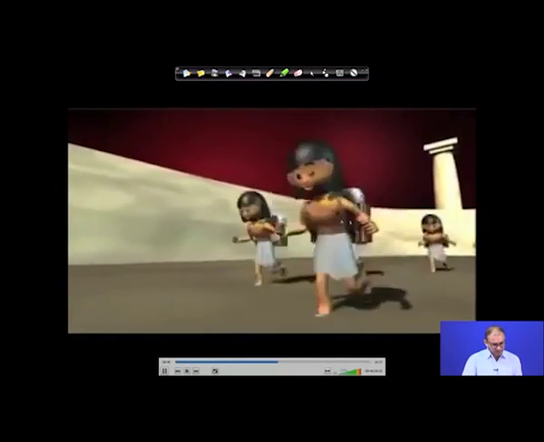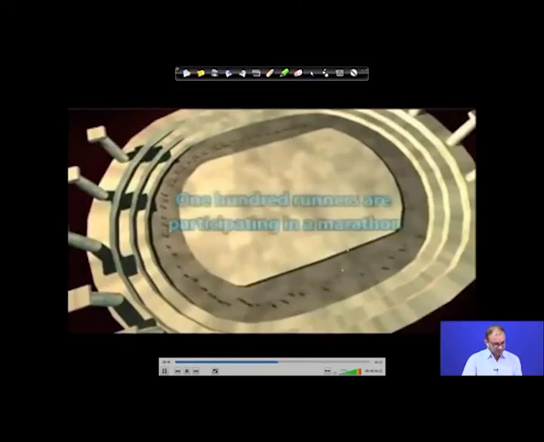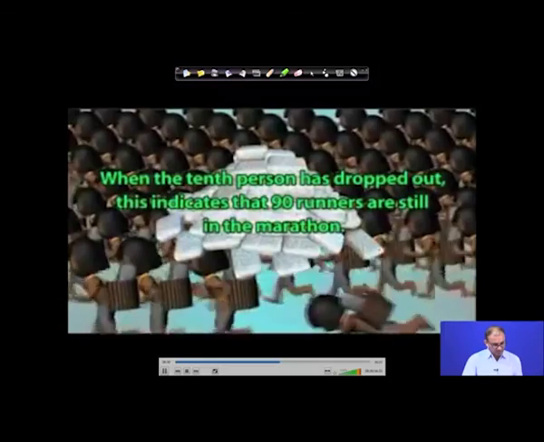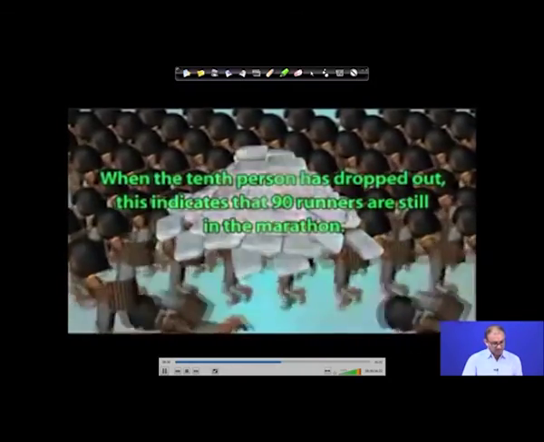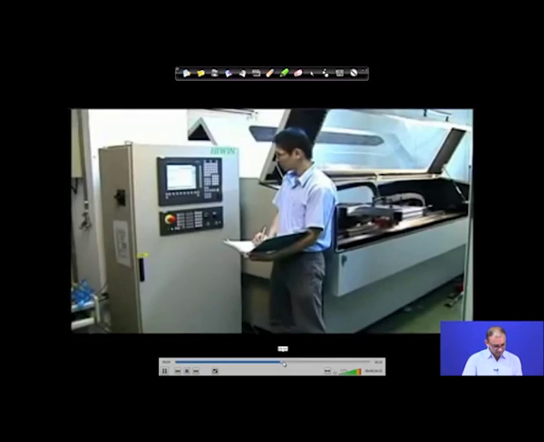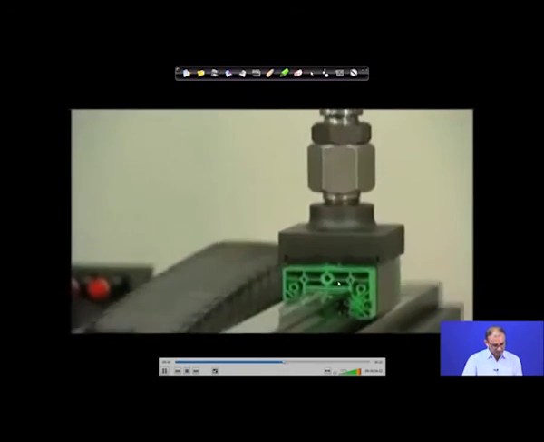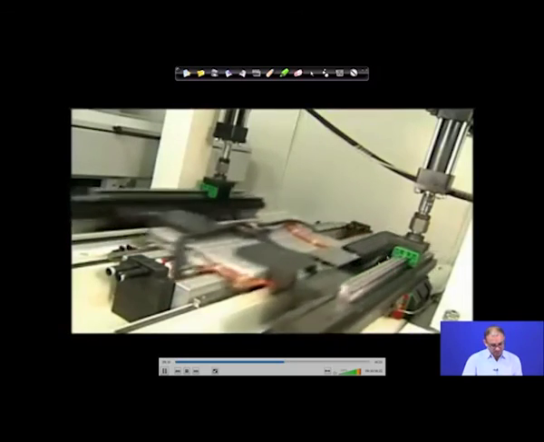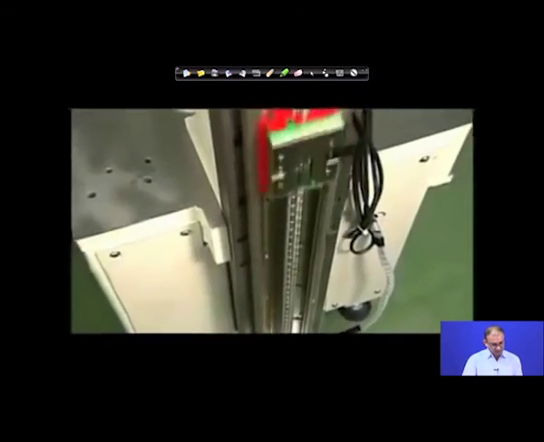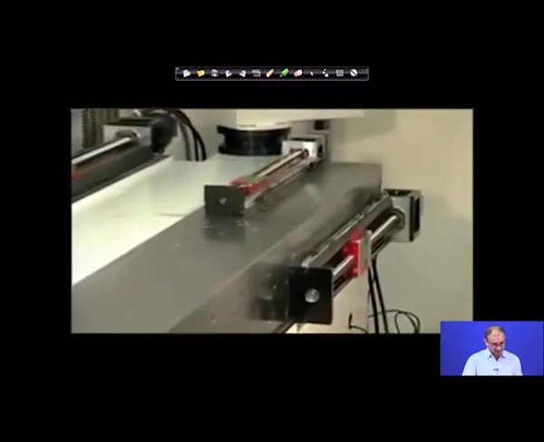Rated service life, let us define that part again. We are rotating all these balls in the same direction, and there are hundreds of these runners or balls. One by one they go down and down, but 90% of the runners are still in the marathon. That is, 90% of the balls are still working at that particular location. This is how we can define that part, under operation. When you are working with this part and you find that 90% of the things are still working in that system, then that is called the service life of that component.